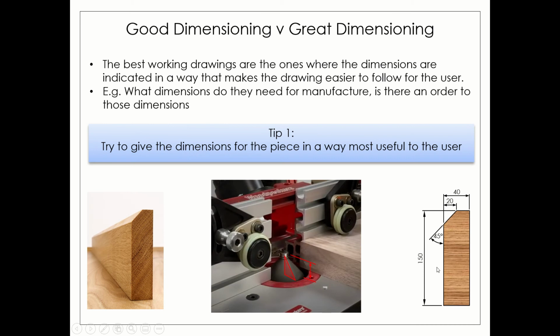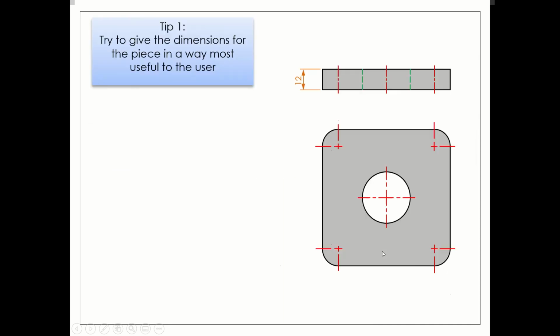So when we look at this, you can see 100 by 40, that's the piece of timber I take out. I'm going to set my depth to 20, and I'm going to pick out the 45-degree router bit. So let's take a couple of examples of where that comes into play. Tip one, again: try to give the dimensions of the piece in the most useful way possible.